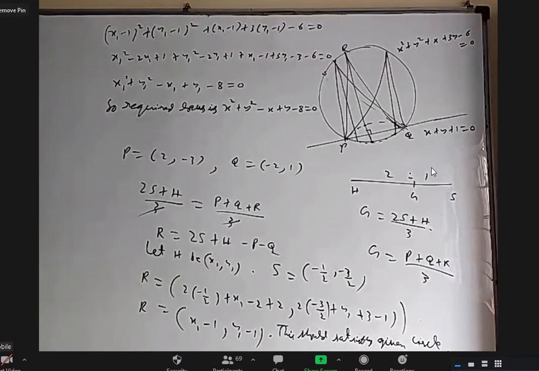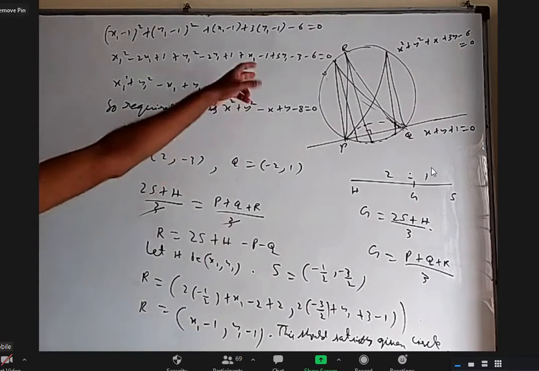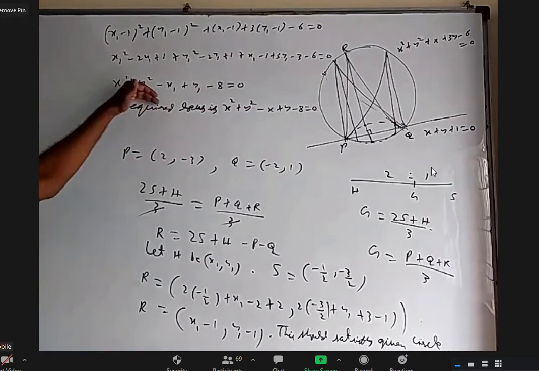So we got the same answer, x square plus y square minus x plus y minus 8 equal to 0. So I substitute this point R to satisfy the original circle. We got an algebraic relation between x1 and y1. That's the locus.